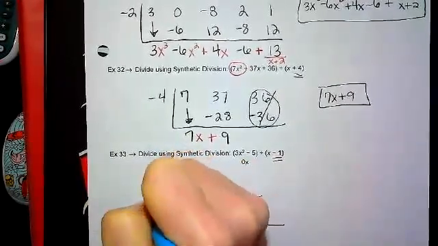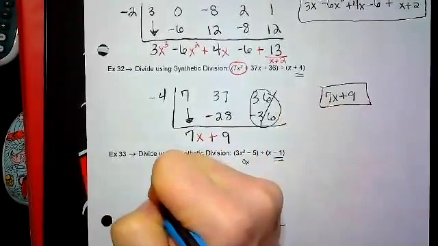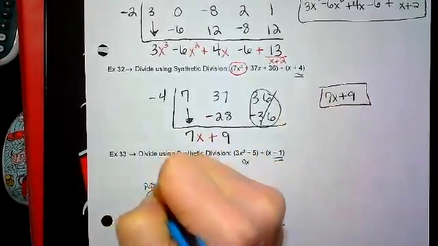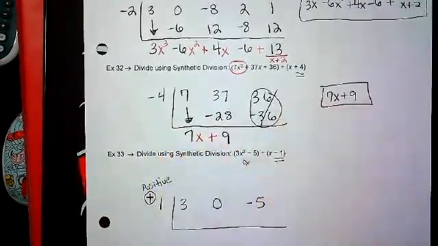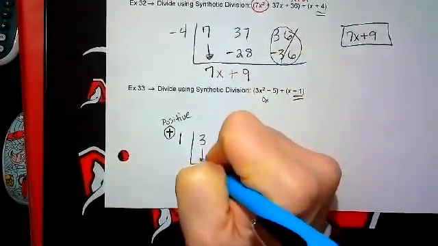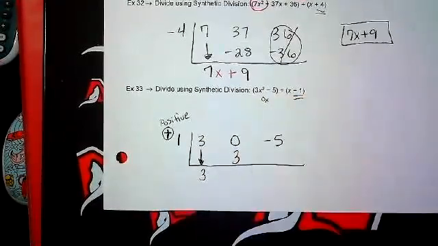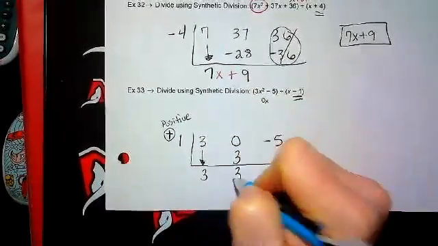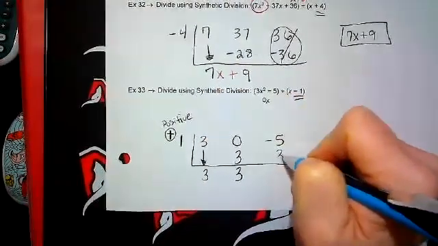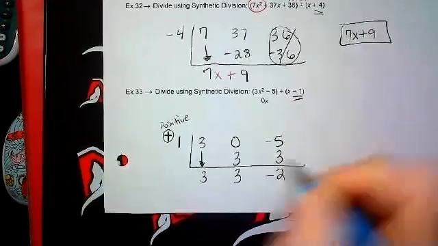Okay, so be careful of that. You're using the opposite sign. You don't have to put that plus sign there, but I just did to emphasize that I'm using a positive one. So we're going to go ahead and bring that 3 down. So we have 1 times 3 is 3, and then combine 0 plus 3 is just 3, and 1 times 3 is 3 again. And so we have negative 5 plus 3 is a negative 2.